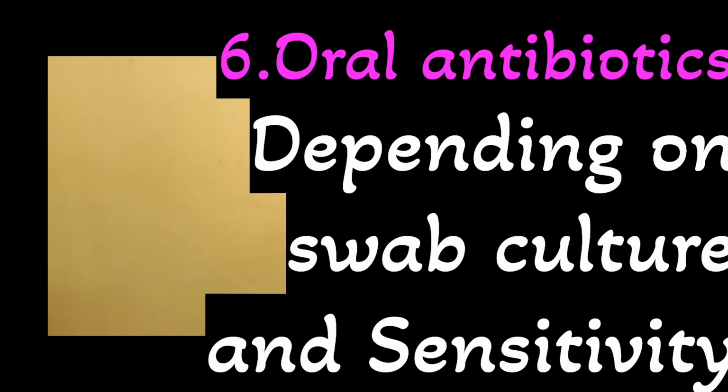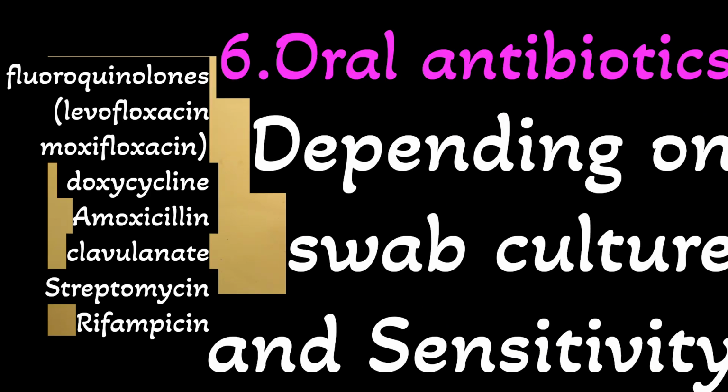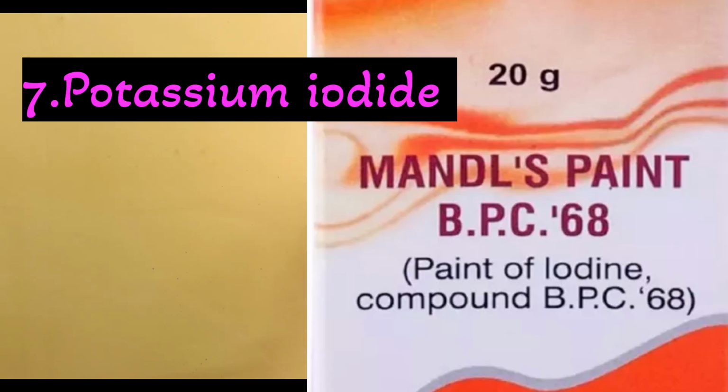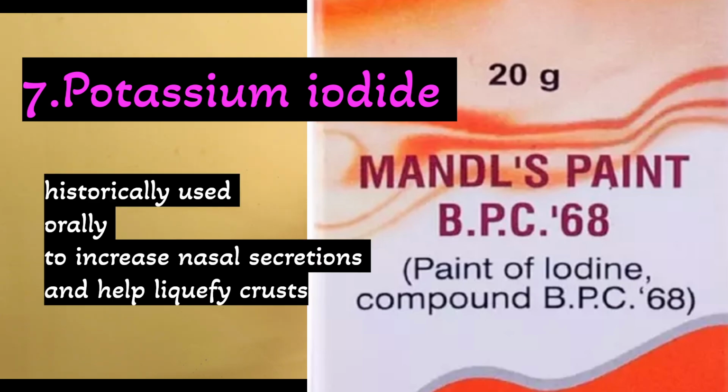Also, you can give oral antibiotics. Oral antibiotics can be given according to the pus culture and sensitivity. And oral antibiotics will also help to reduce the amount of pus formation; the fever and the smell will reduce with oral antibiotics. Another treatment you can give is potassium iodide or Mandl's paint topical application. And oral potassium iodide is given to increase the nasal secretions.